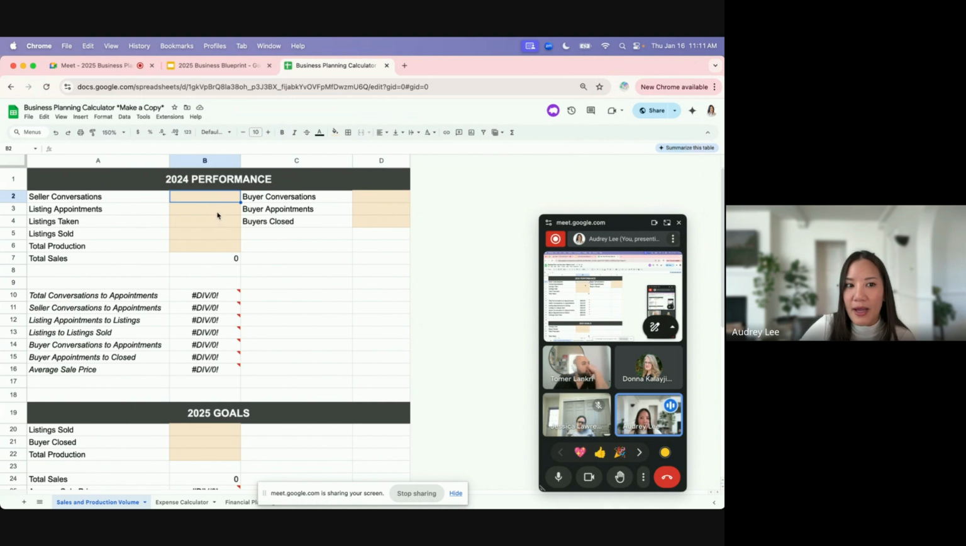But if you have the amount of listing appointments, and if you keep a calendar, you can also kind of go into your calendar and count the amount of appointments you've been in, as well as buyer appointments. And so for the sake of this calculator, we're not talking about a bunch of different showings for each buyer. We're just talking about one buyer that you may have taken out. So Donna, I'm going to call on you. Do you know how many listing appointments you have been on last year?